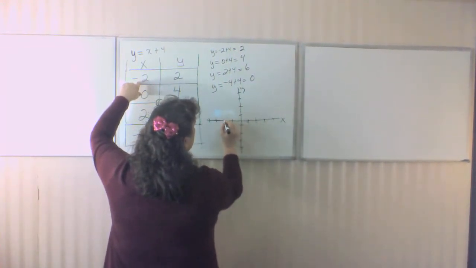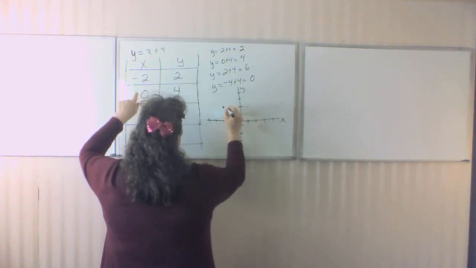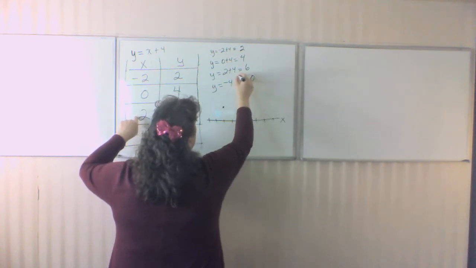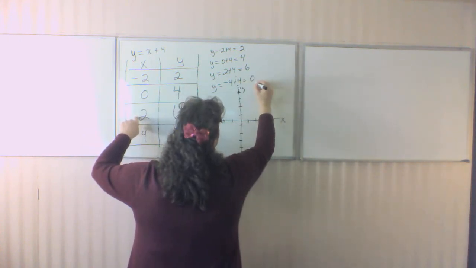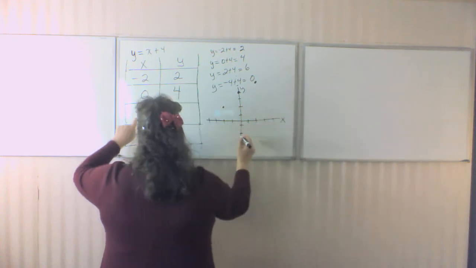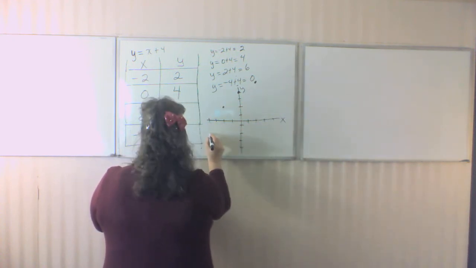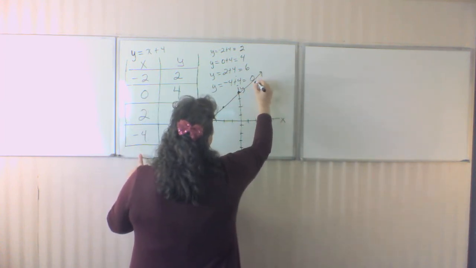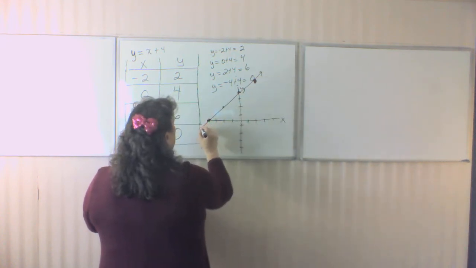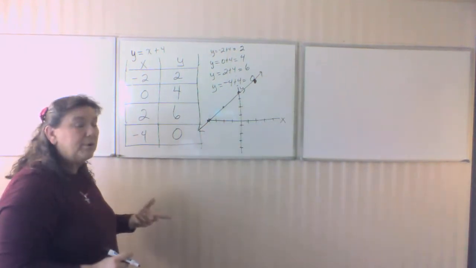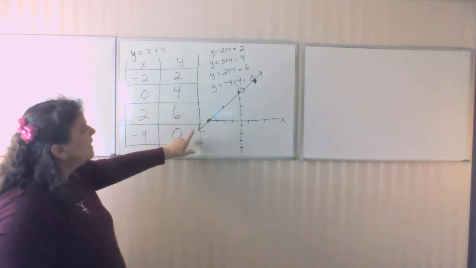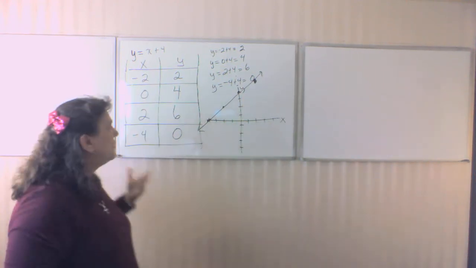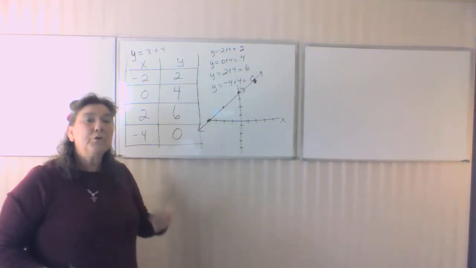So, -2, 2. There's my first point. 0, 4. There's my second point. Look, we need a couple more up there. 2, 6. And then -4, 0. And notice this line, and it's nicer if you actually grab a straight edge on your graph paper. It'll make very nice lines. This line you need to draw through both the x and the y axes. And so this provides a way for you to graph lines.